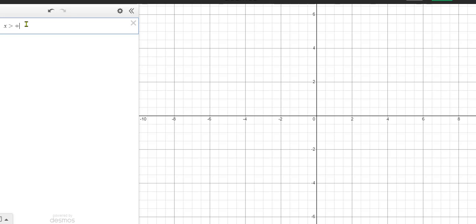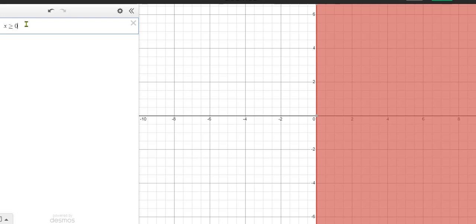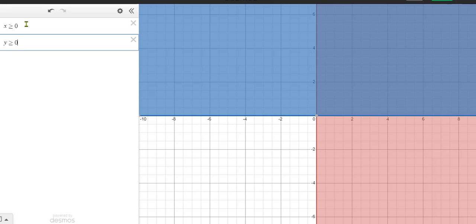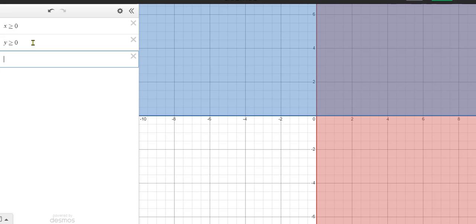So x greater than or equal to 0, y greater than or equal to 0, and then we've got, and I had to write these on a piece of paper because I just can't remember them, 7x plus 4y less than or equal to 168.